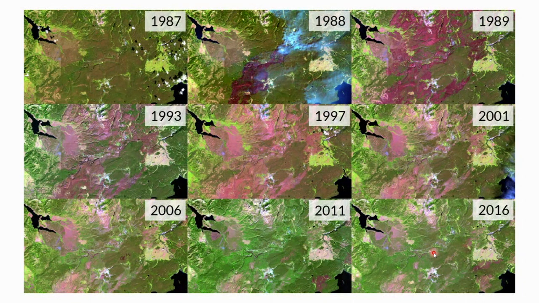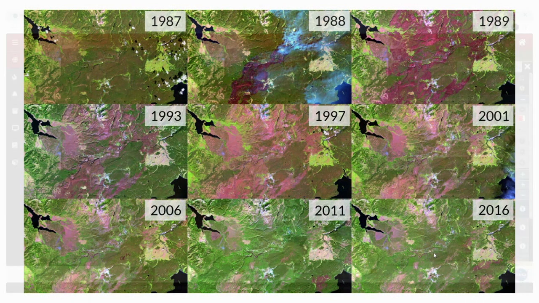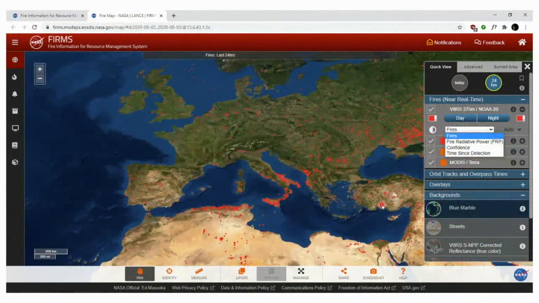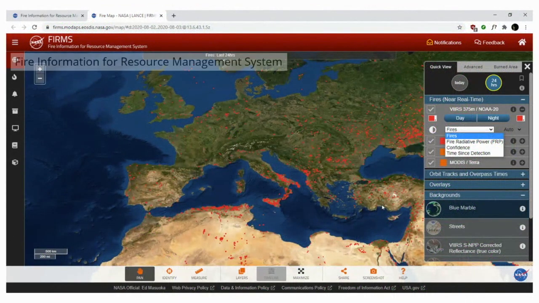So those continuously taken images are a perfect data source to do that. Another one, Fire Information for Resource Management System.